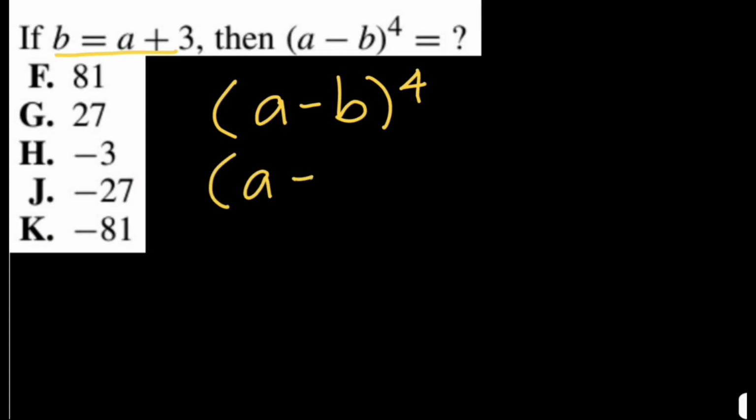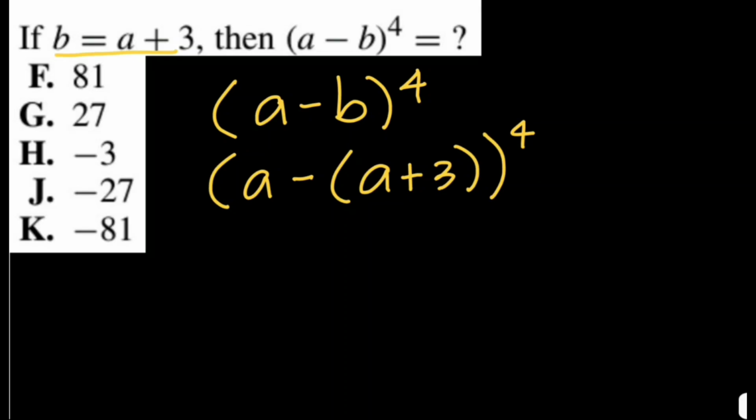If b is equal to a plus 3, then a minus b to the 4th is equal to. Now to find a minus b to the fourth here, we're given the value of b, which is equal to a plus 3. Then we just have to substitute a plus 3 for b. So we have a minus b to the fourth. Then we substitute the value of b, which is a plus 3. So this would become a minus (a plus 3) to the fourth.